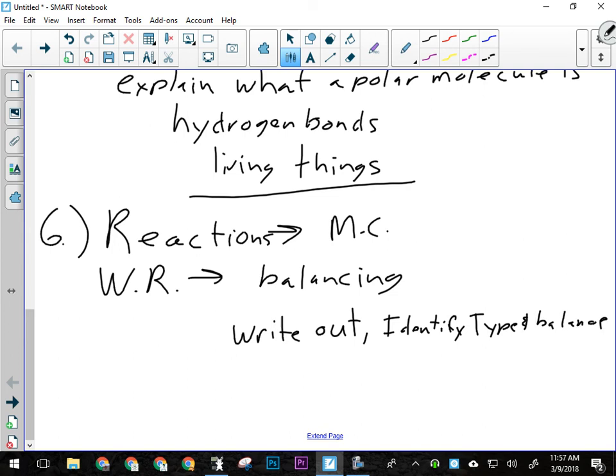Write out, identify, type, and balance. There'll be a few of those. Basically exactly what was on your assignment that you got back today. There'll be some that are just balancing, some that'll be write it out. I give it to you in words, you write it out in formula form, identify the type and balance, and predict the products.